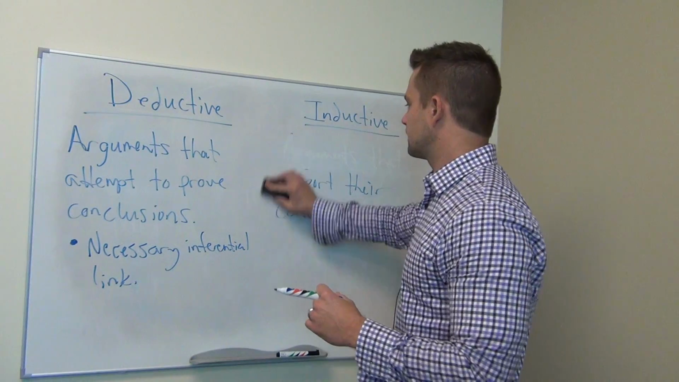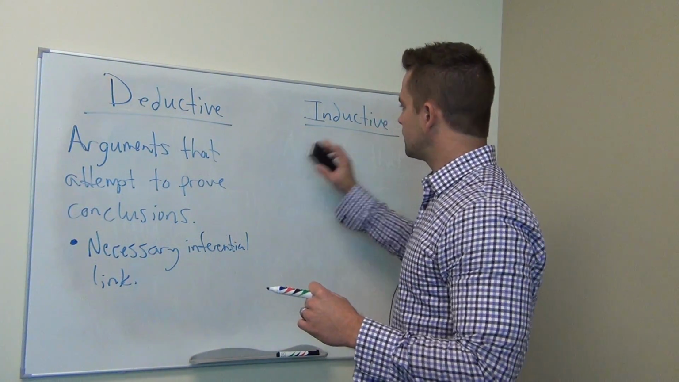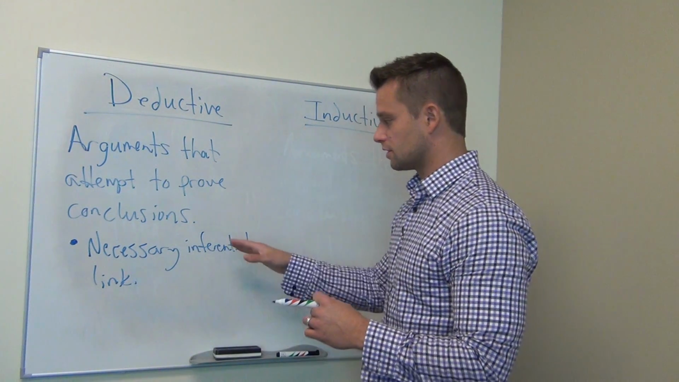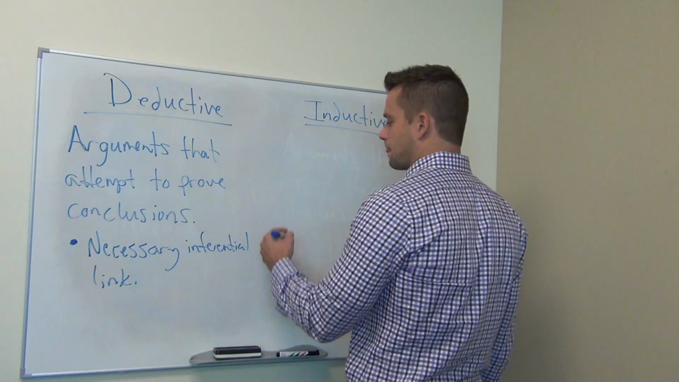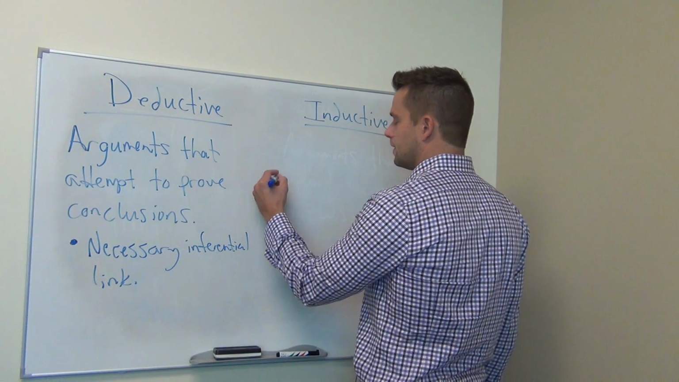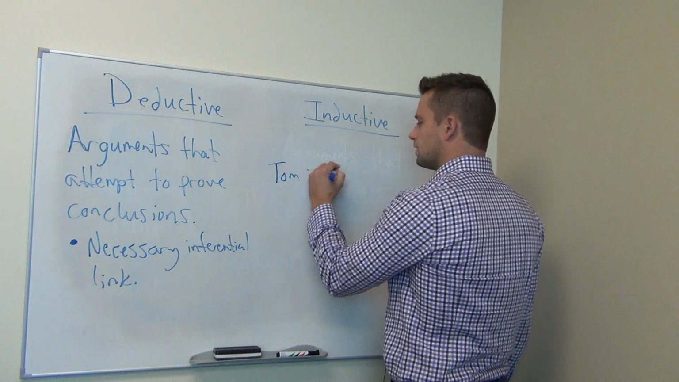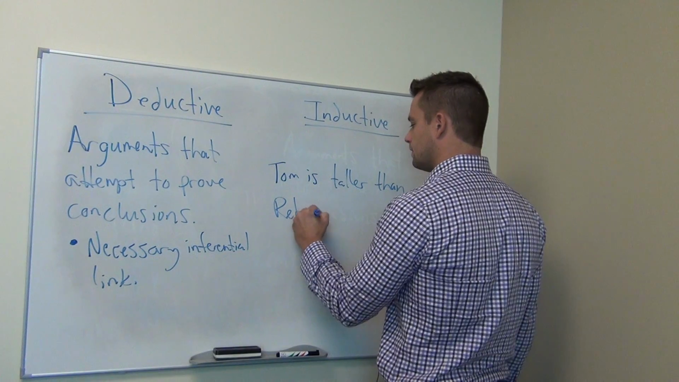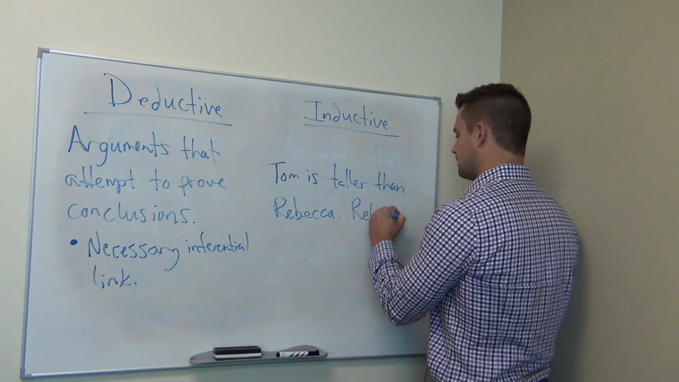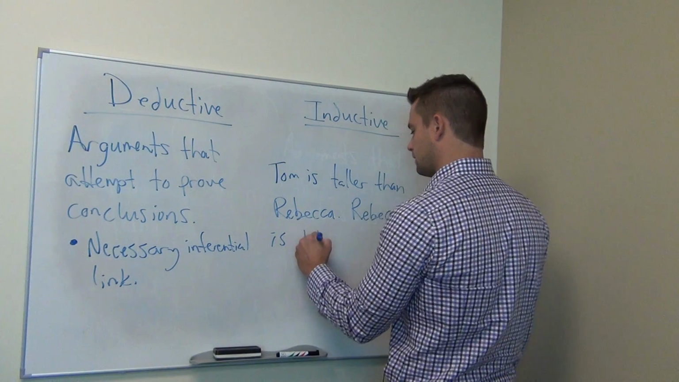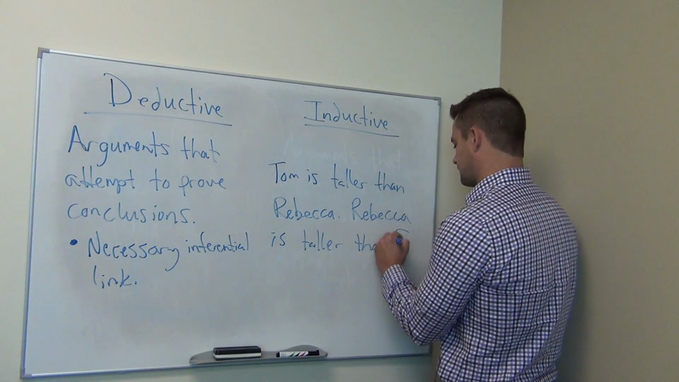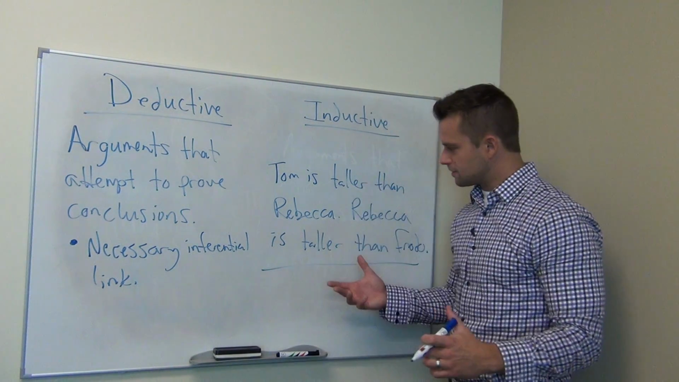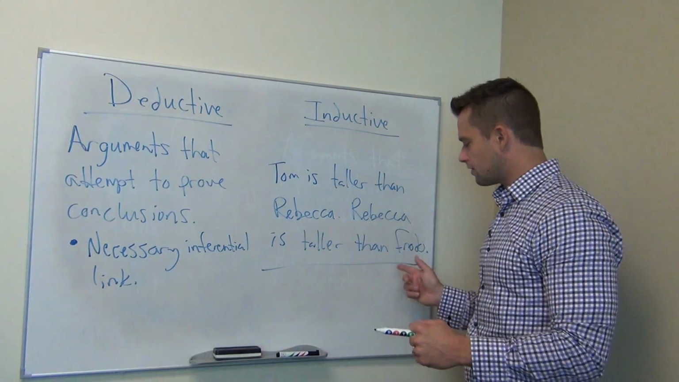So I'm going to erase this for a second. So just remember, inductive arguments support their conclusions, deductive arguments attempt to prove their conclusions. Now let's look at a deductive argument that has a necessary inferential link. Tom is taller than Rebecca. Rebecca is taller than Frodo. Okay, so these are two premises. Tom is taller than Rebecca. Rebecca is taller than Frodo.